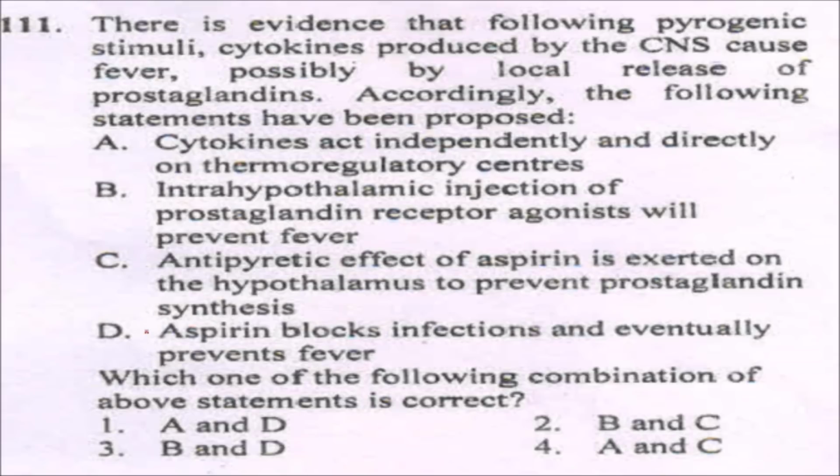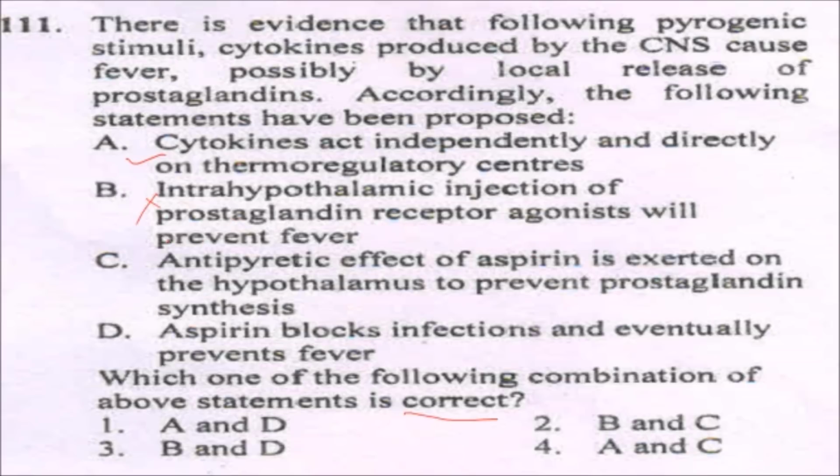Next question. There is evidence that following prosthetic stimuli, cytokines produced by the CNS cause fever, possibly by local release of prostaglandins. Accordingly, the following statements have been proposed, and here we have to find out the correct statement. The first statement is that cytokines act independently and directly on thermoregulatory centers. It's true.